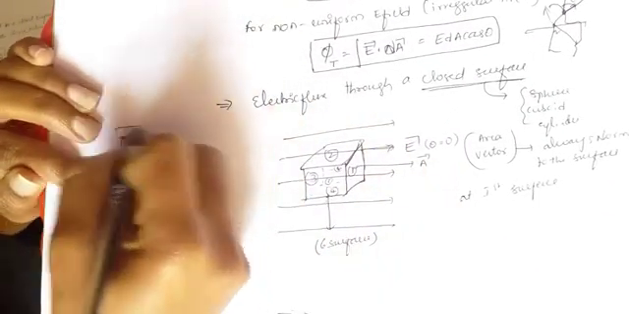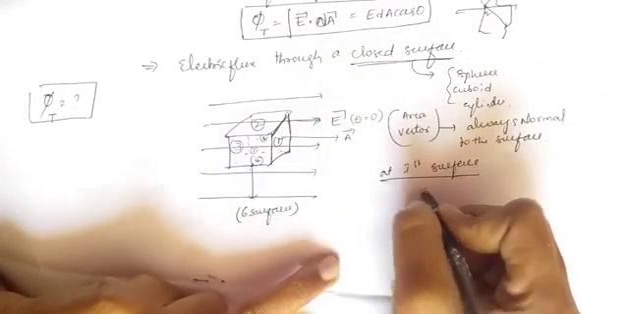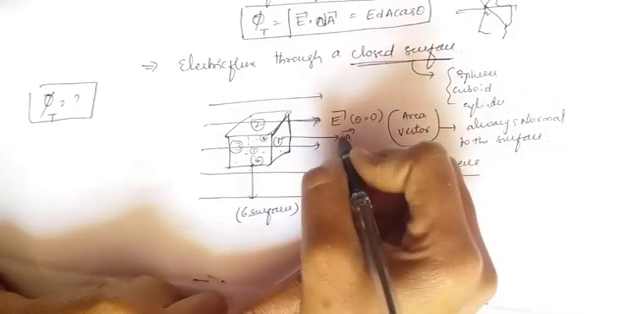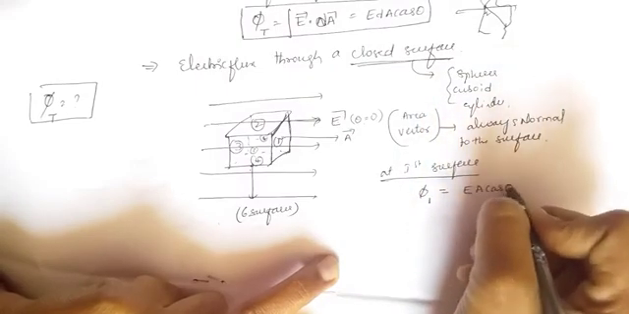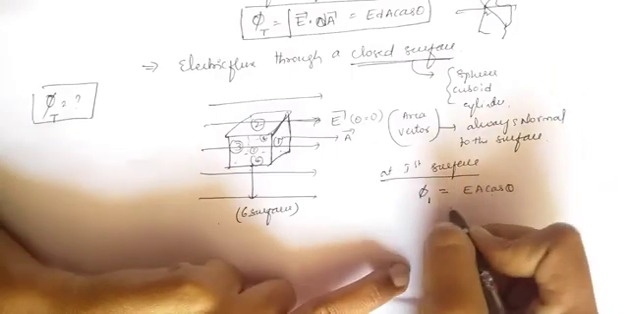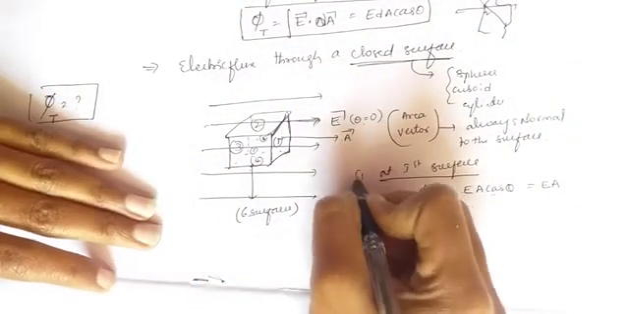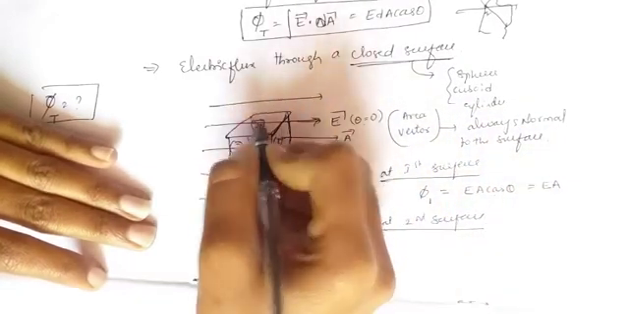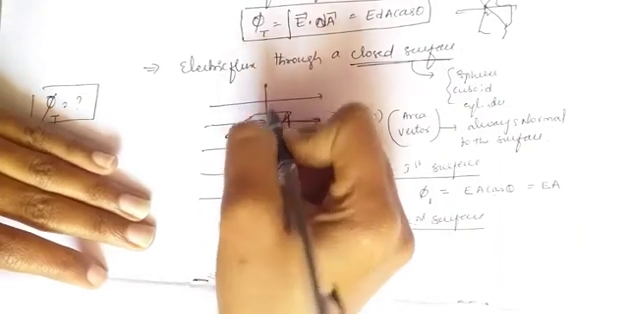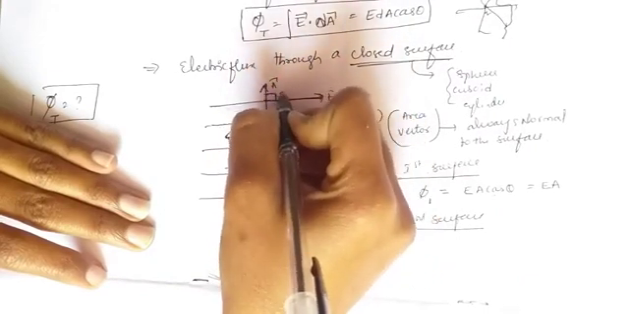So phi total. Now for the first surface, the flux through the first surface is equal to E A cos theta. E and A are both in the same direction, so theta is equal to 0, and cos 0 is 1, so here we get the flux as EA. Now for the second surface, normal to the second surface is the area vector, so this is the area vector. Now this is the electric field direction, so here we get 90 degrees.